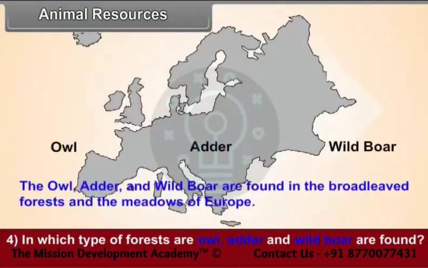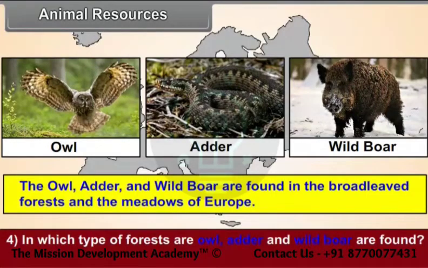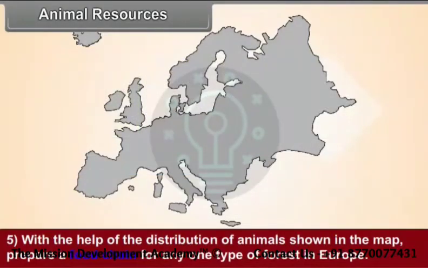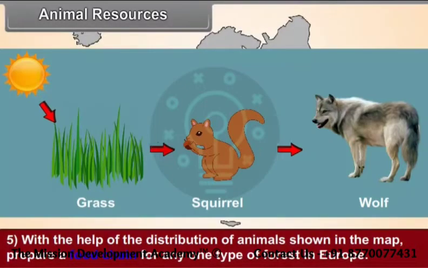Number 4. In which type of forest are owl, adder, and wild boar found? Number 5. With the help of the distribution of animals shown in the map, prepare a food chain for any one type of forest in Europe.